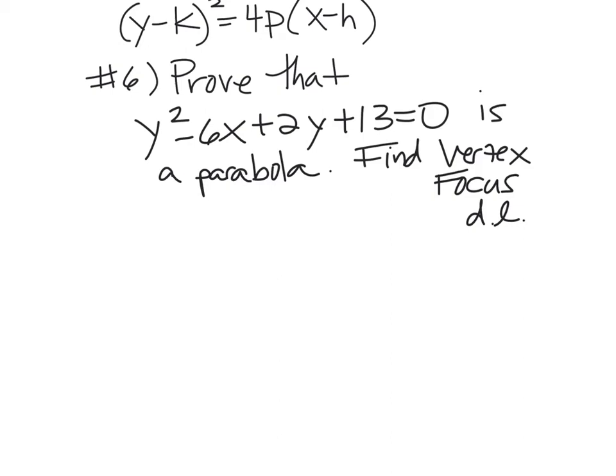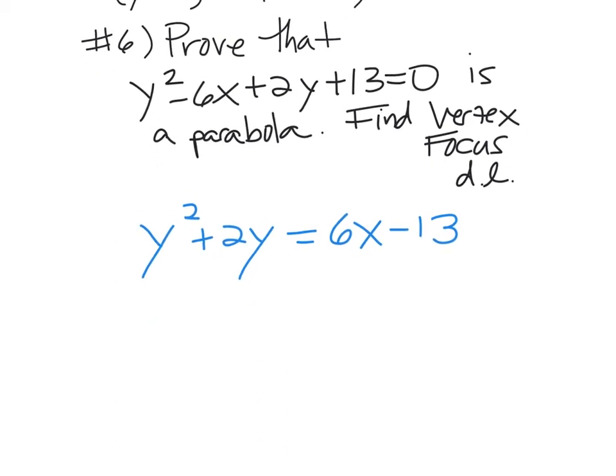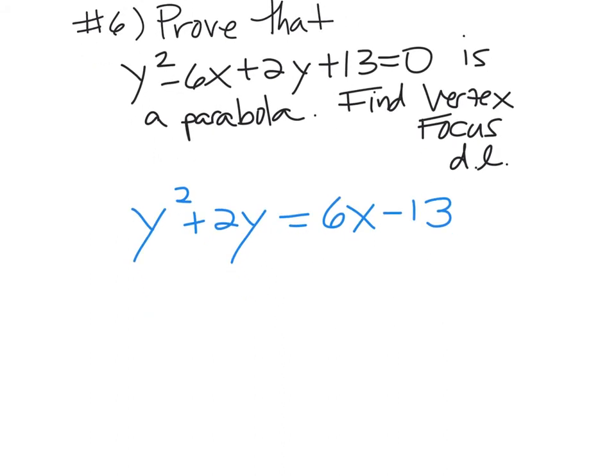Okay? So this is what I want you to do. I want you to leave all the y's on one side, and take the x's and the constant and move it over. So I'm going to add 6x over and subtract 13. You okay with that step? Because look at standard form. Standard form has all the y's on one side, all the x's on one side. And now what we're going to do is complete the square. I know, it's very exciting.